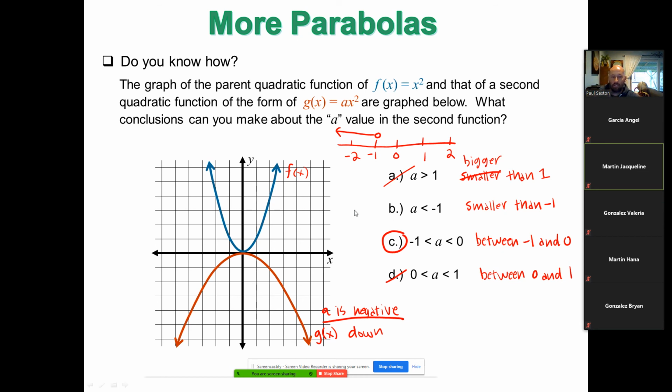Okay, and that's a book question right there. So hopefully you were able to, at least in your heads, boil it down to B and C. So if I made this graph skinnier, but still opening down, the answer would be B. All right, any questions on that?